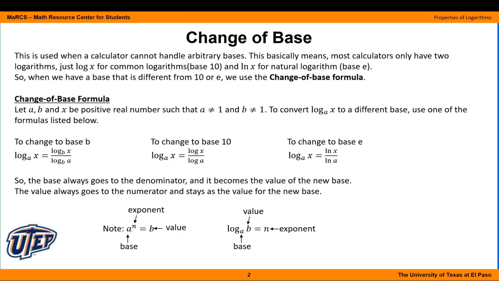At the bottom of the slide, we also review the meaning of exponential and logarithmic forms. In exponential form, a to the power n equals b, where a is the base, n is the exponent, and b is the value. In logarithmic form, log base a of b is equal to n, where a is the base, b is the value, and n is the exponent.